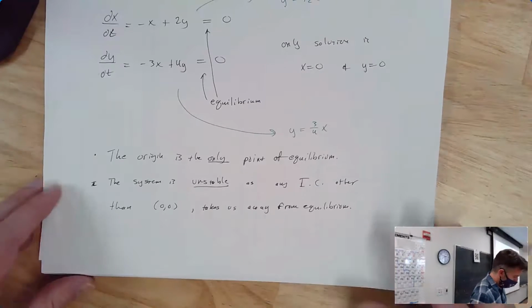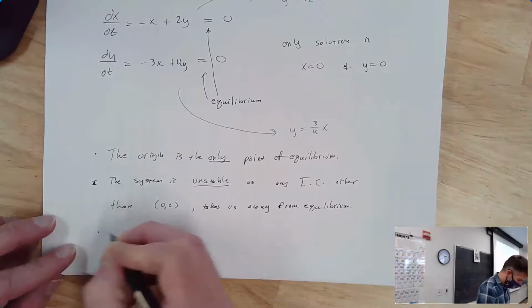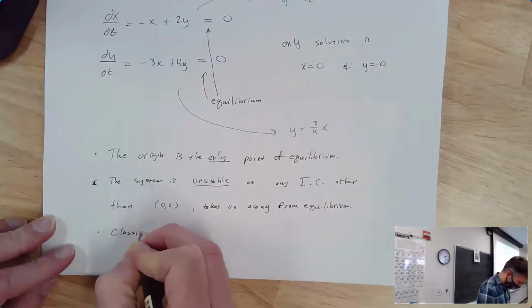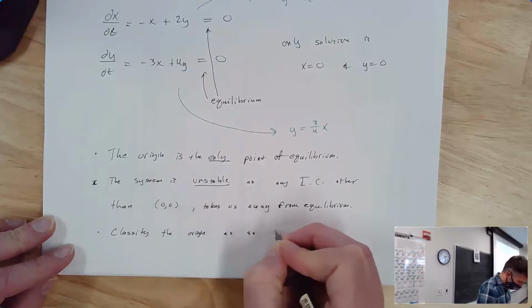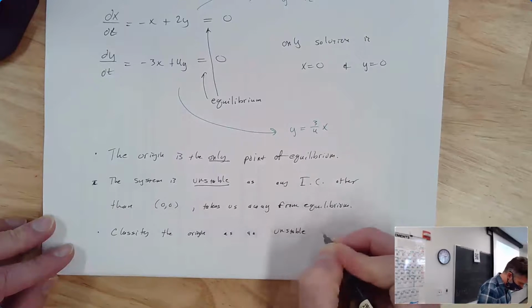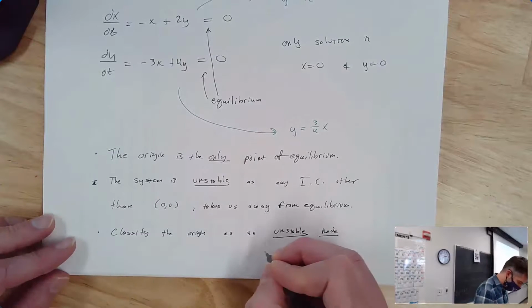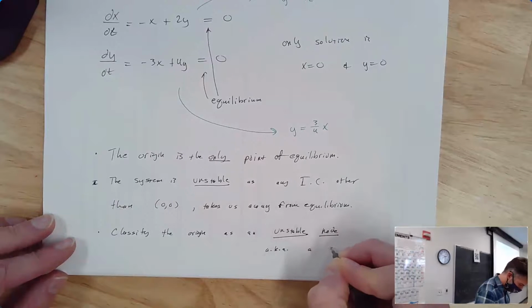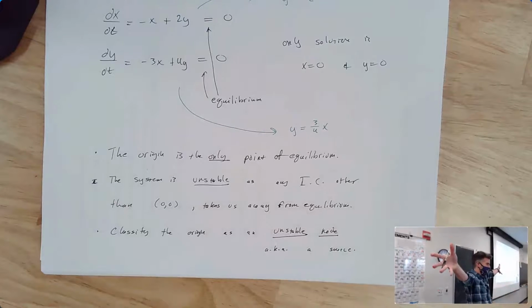I should also point out, when the origin is unstable like this, we classify the origin as an unstable node, also known as a source, meaning everything is emanating from it outwardly. There are two types of ways things emanate outwardly. You can emanate kind of all just away, or you can emanate as a spiral.